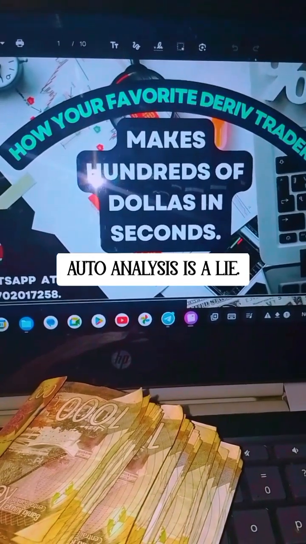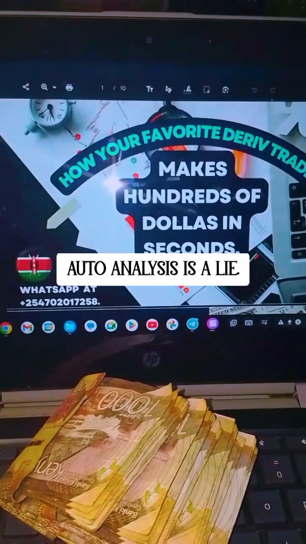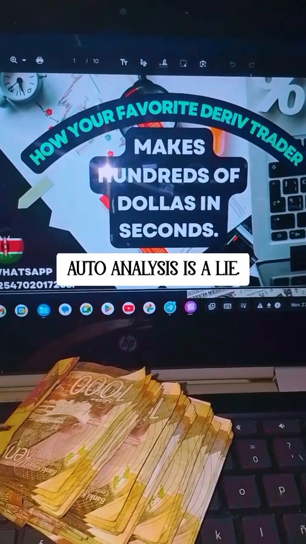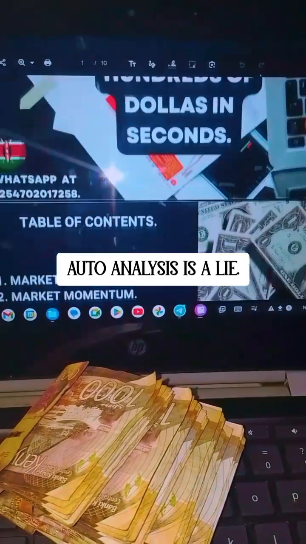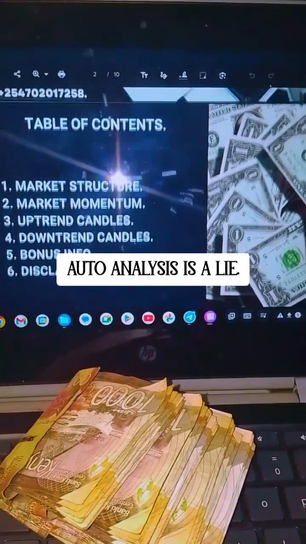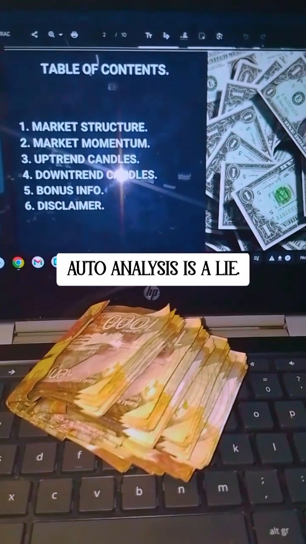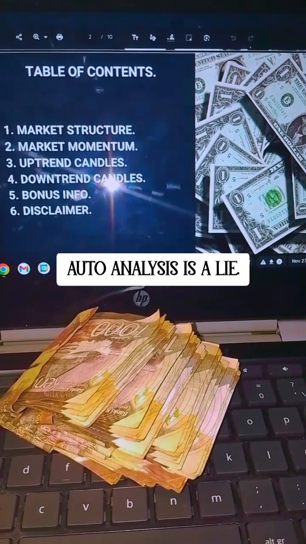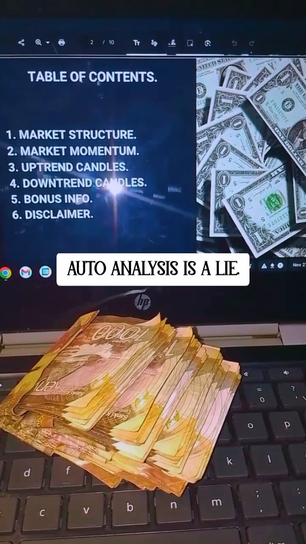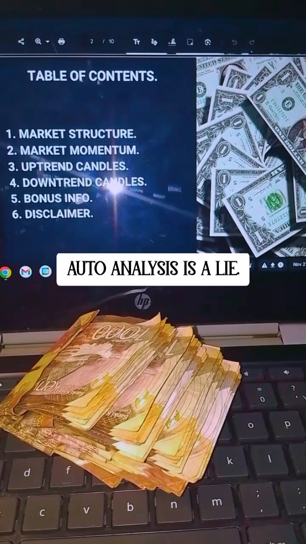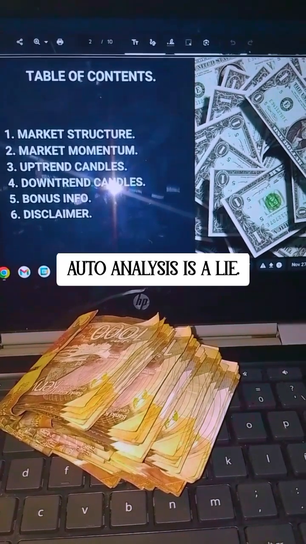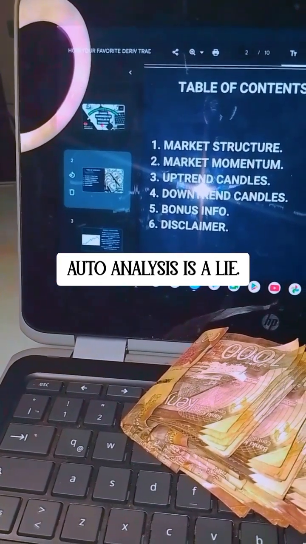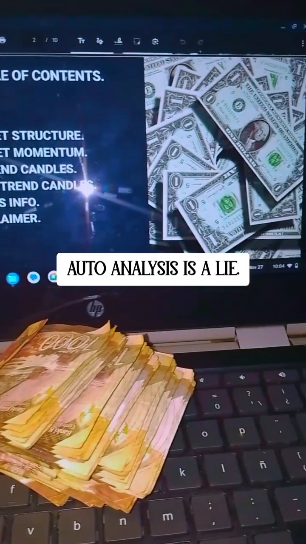The second thing is, obviously, now I have simplified that document and I've made another one which talks about how your favorite trader makes hundreds of dollars in seconds. And they look at specific things. One of them is the market structure. Of course, if you're trading rise and fall like myself, you need to know if this market is going up, at what zone am I in currently? Get my point? And same for fall.